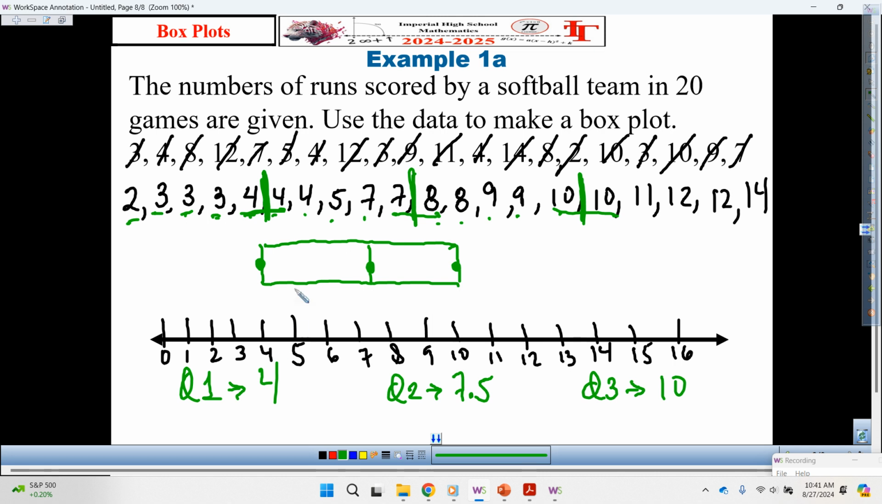So once again, what did we use for the box? Q1, Q2, and Q3. Are we done? No, Mr. Q, according to the definition, we need a minimum. What's our minimum, everyone? Circle in red, and a maximum. Circle that in red. So we go to 2, and 14, and connect those to the box. Right there and right there.